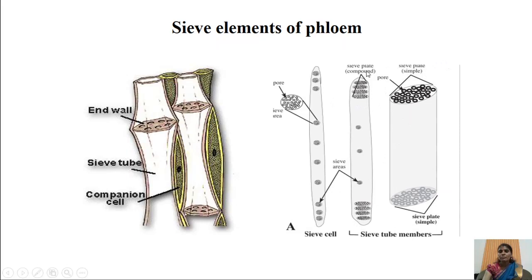So here we can observe the sieve plates, which are arranged one below the other, hence it is a compound sieve plate. Here we can observe the simple sieve plate with a single plate-like structure with n number of perforations.